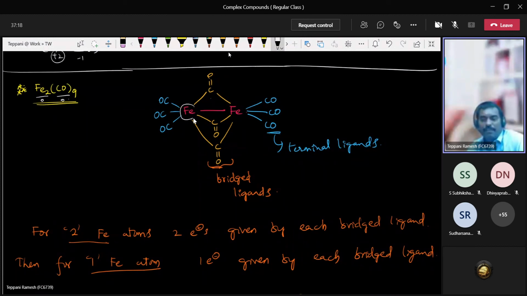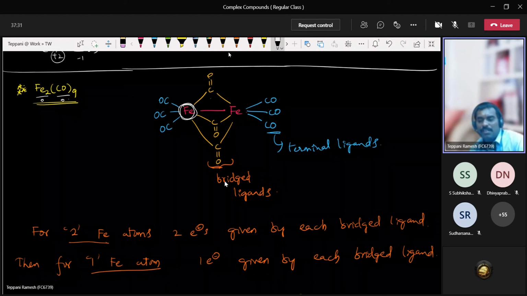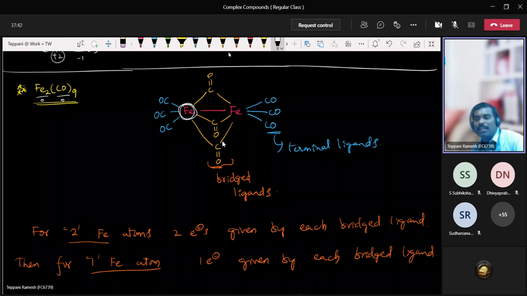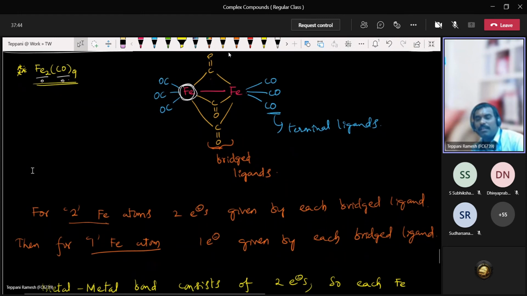Okay, one iron atom we are selecting. For this EAN I am writing. These three give 2 electrons each. These three give 1 electron each. This bond also gives 1 extra electron, you have to add. These are terminal COs. These are bridged COs. One CO will give 2 electrons to 2 iron atoms, so for 1 iron atom, 1 electron. Metal-metal bond has 2 electrons, so for 1 metal, 1 electron. Understand? Yes, sir. Write this.